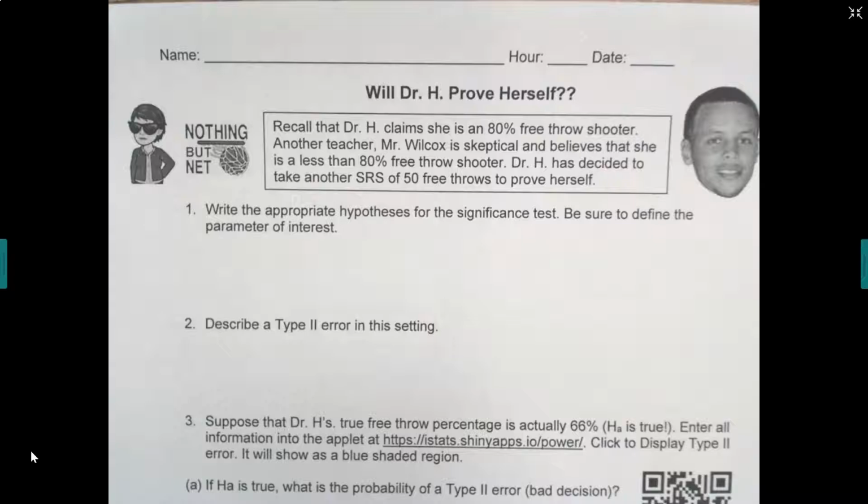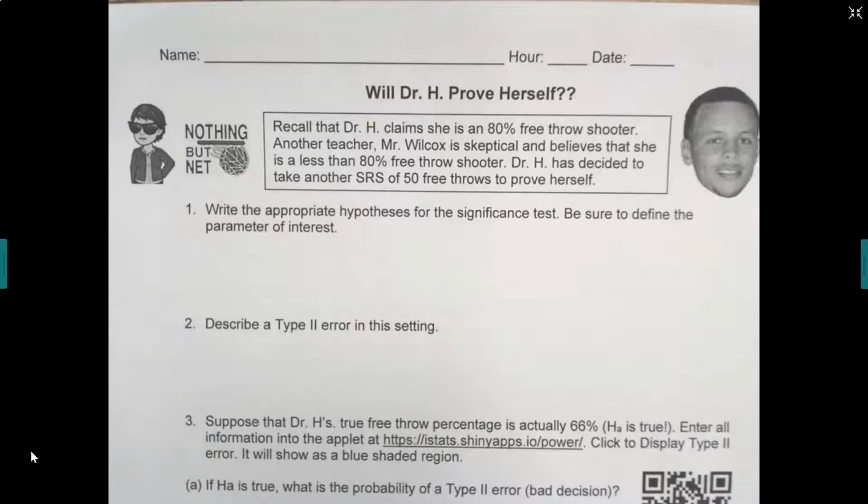So we're going to investigate this claim that I had way back when of I'm an 80% free throw shooter. There's another teacher, Mr. Wilcox, and he is skeptical and he believes that I am less than an 80% free throw shooter. So we've decided to take another SRS of 50 free throws to prove myself.